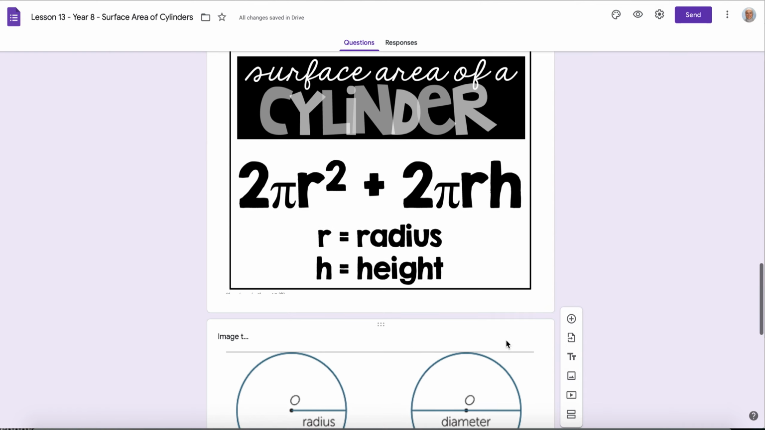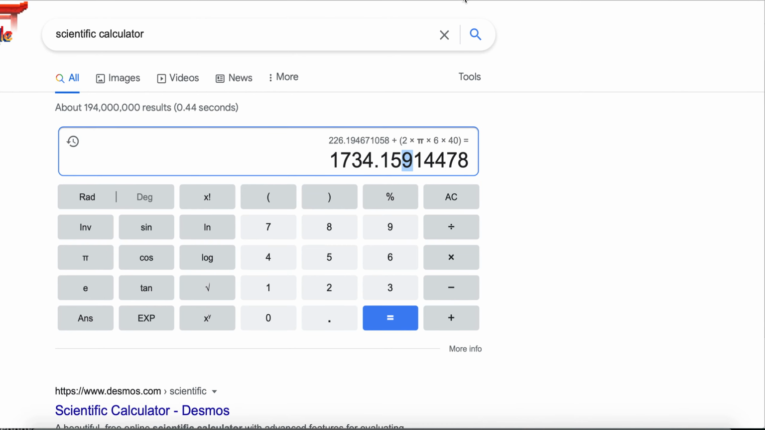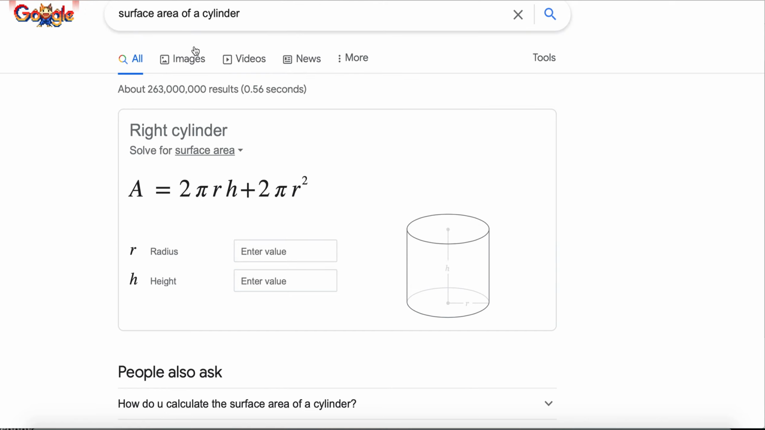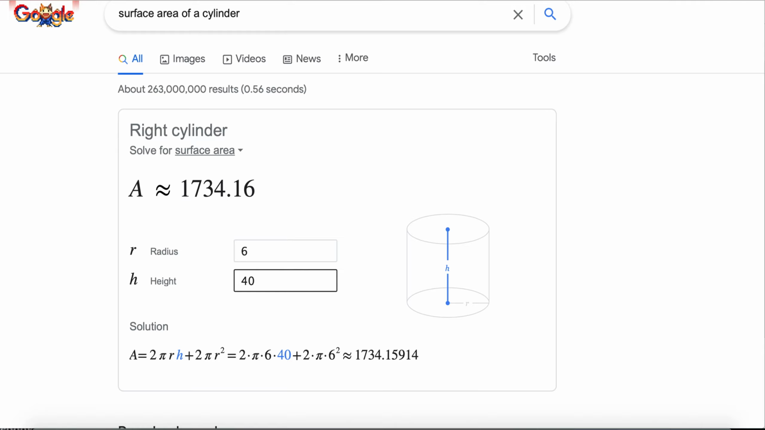A little hack, if you're still watching, if you type into Google surface area of a cylinder, type in the radius, let's say 6, the height was 40, it gives you the answer straight away, and it shows you the working out.